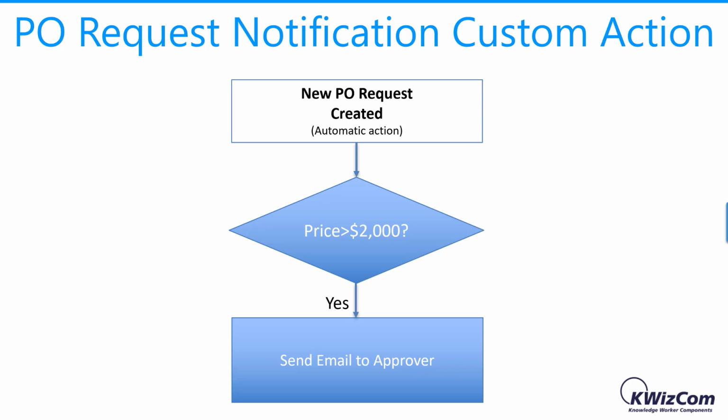So this was a very simple automatic custom action. On our next video, we will create a user action. A user action is actually a custom button that you can add, and when an end user clicks that button, the custom action is triggered.